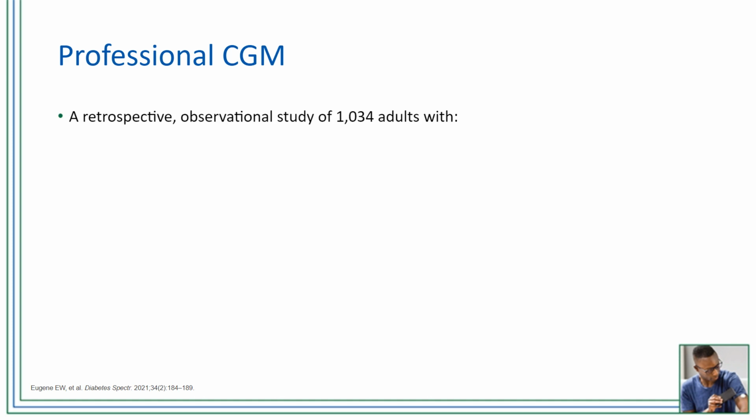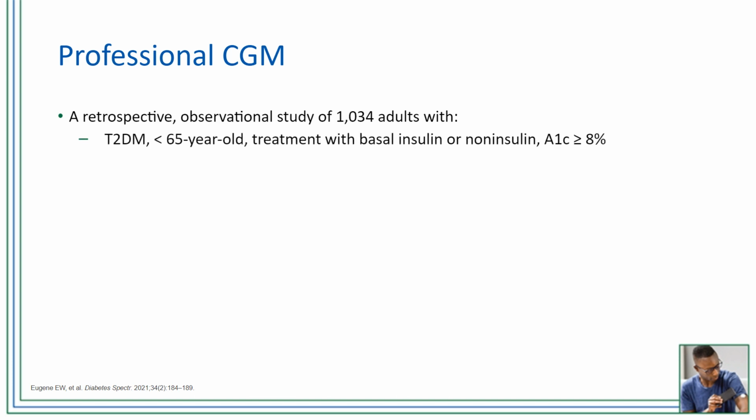This was another study that was retrospective. It was an observational study, looking at chart review, taking patients with type 2 diabetes, less than 65, that were on basal insulin or were on non-insulin. So this is one that looked at those that weren't taking any kind of insulin. They had to have an A1C of greater than 8%. So it looked at whether they were prescribed a CGM. Because it's observational, we don't know if they ever actually filled it, right? So that's one of the drawbacks of this study. But it was someone that was given an opportunity to have a CGM.